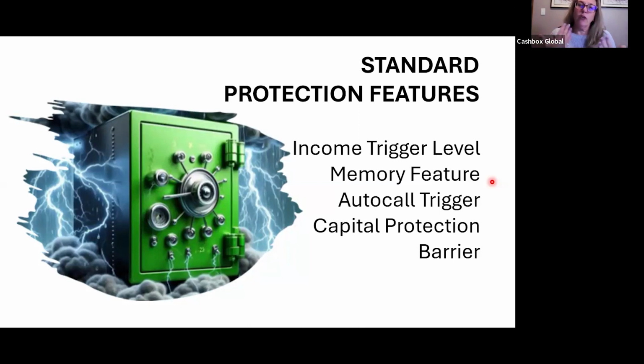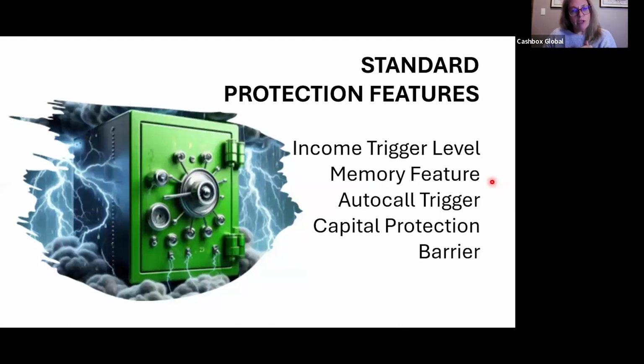If we look at our standard protection features that we include in all of our conditional income notes, firstly, you all know about the income trigger level. If this level is set, for example, at 50%, that means that even if the reference stocks drop by up to 50% of their start price, your returns are still going to flow.